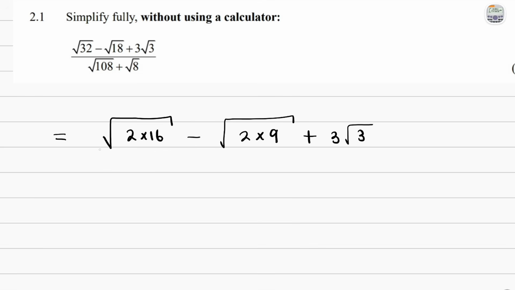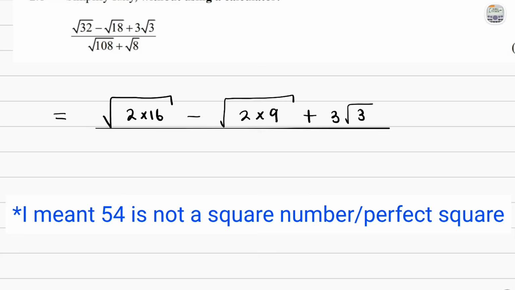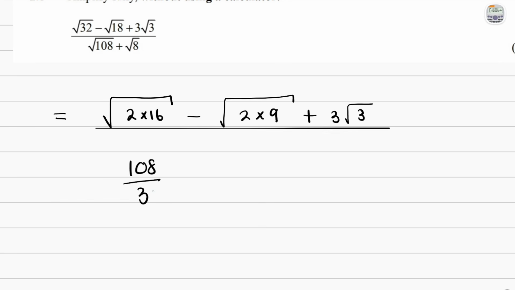And then the square root of 108. Do we have a prime number in this? So divided by 2, that would be 54. But you can see 54 is not a prime number. So let's try dividing it by 3. If you say 108 divided by 3, we get 36. So this is the square root of 3 times 36. That gives you 108. And then plus the square root of 8. So divided by 2 is 4. So this is 2 times 4.